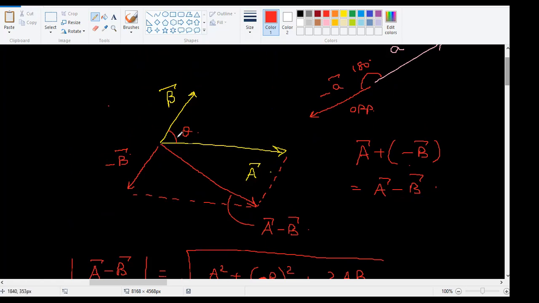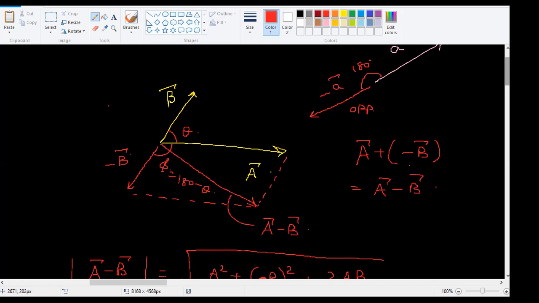Angle will be, it's not theta now. So this is your angle theta. So this is your phi. So instead of theta, let's call it phi. So the angle between the two vectors is phi. But I know that phi is nothing but 180 minus theta. Do you agree? This is theta, which means this is 180 minus theta. Yes, sir.